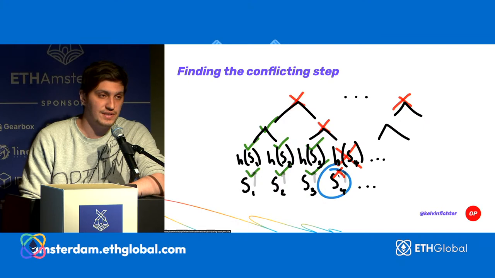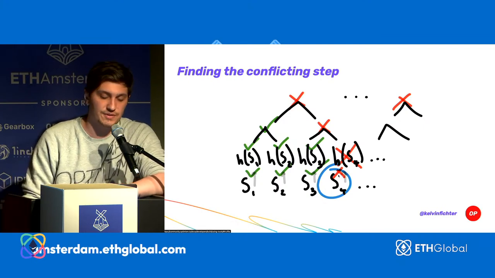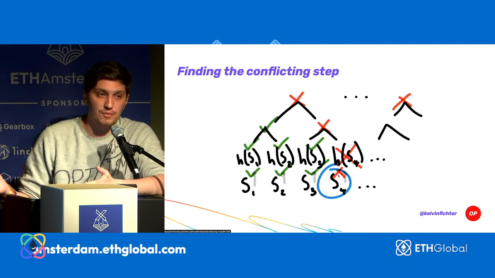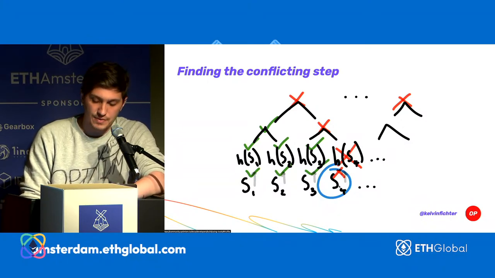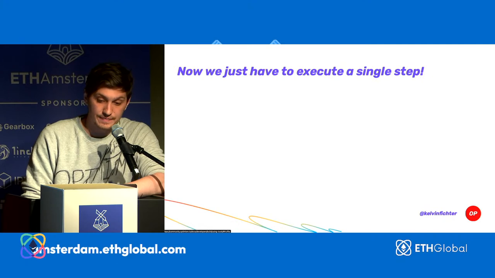because you're saying that the result of this step was X, and I'm saying the result of this step was Y, and we're going to figure out which one of us is right, and we're going to do that by executing this machine step on Ethereum.